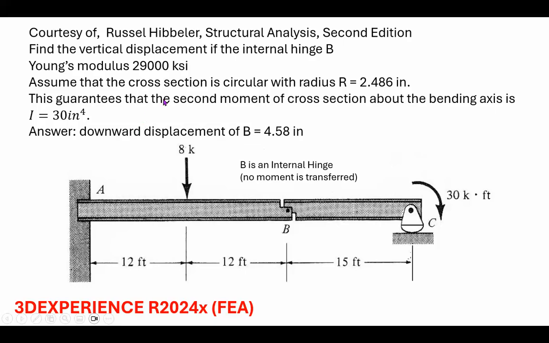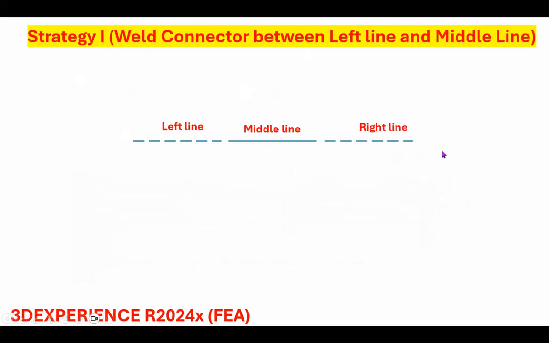The problem is coming out of Hibbeler's structure analysis book, and based on the data that's given here, assuming that the cross-section is circular, radius 2.486, I should be getting a deflection of 4.58 at the point B. So here's my strategy: left line, middle line, right line. There's going to be a concentrated force here and an internal hinge there.